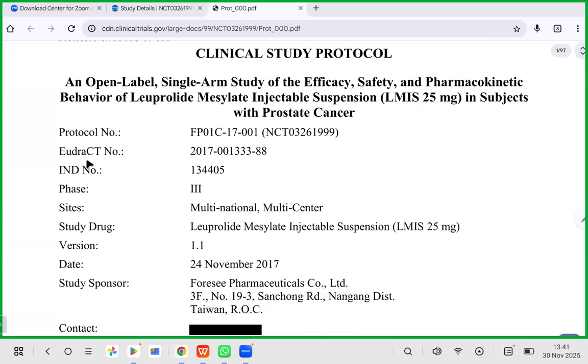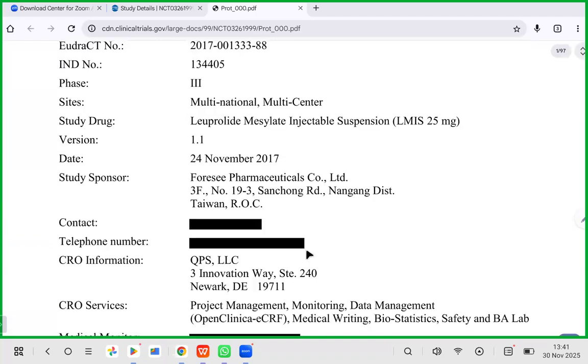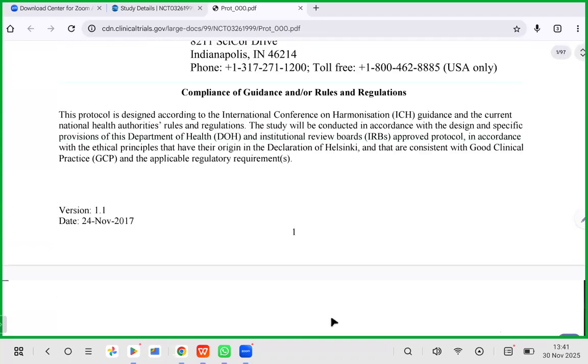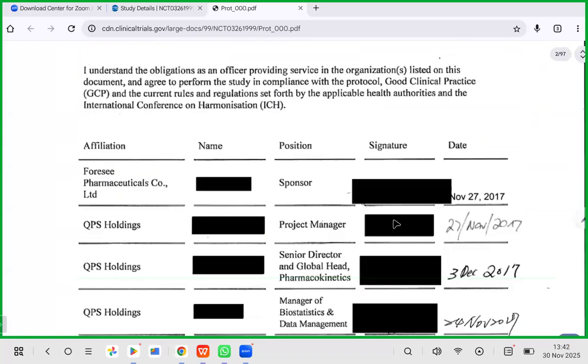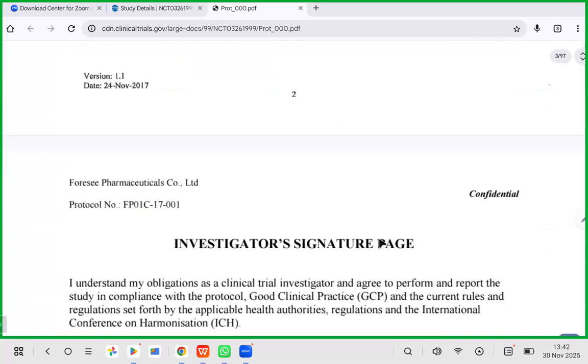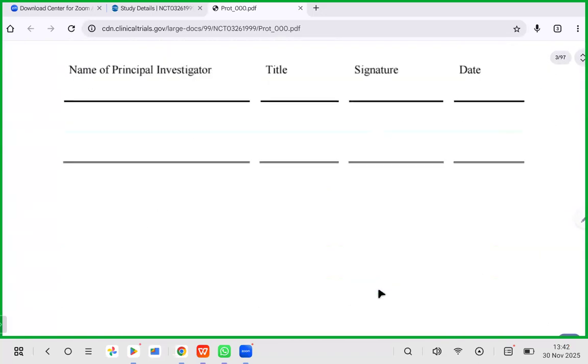So on the initial page, they will see what type of phase it is, whether it is phase one or phase two, and they will see what the study drug used is. So this is the front page. And then if you scroll down, there will be something called the index page.